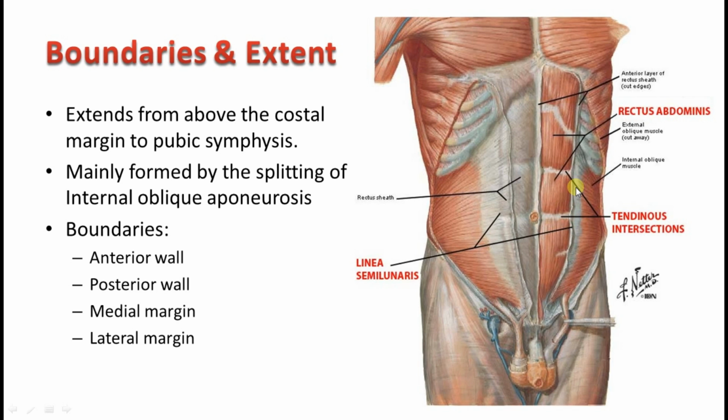Okay. Now, we have seen the superior extent and the inferior extent. Then it has a medial margin and a lateral margin. So these are the boundaries of the rectus sheath: medial margin, lateral margin, superior and inferior extent, and it has an anterior wall and a posterior wall. The composition of the anterior wall and the posterior wall differs at various levels. Especially, it is discussed at 3 levels.